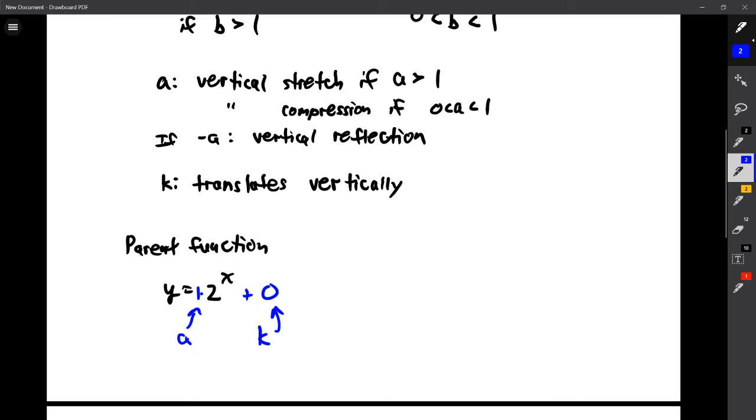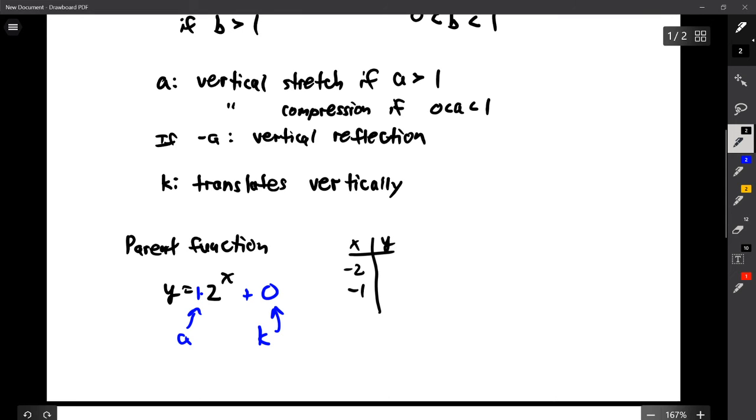and stretching or compressing, and we also are not translating. Okay? All right. So then what we see is if we made a little table of values just to kind of figure things out, let's just say we have our x values here, we have our y values here. Let's look at negative 2, negative 1, 0, 1, 2, and 3. We'll look at those values.